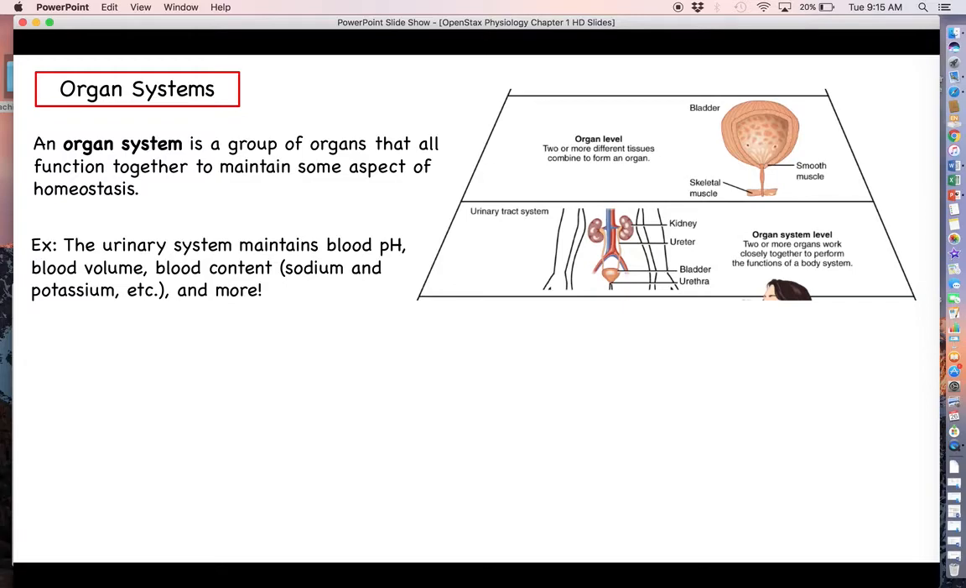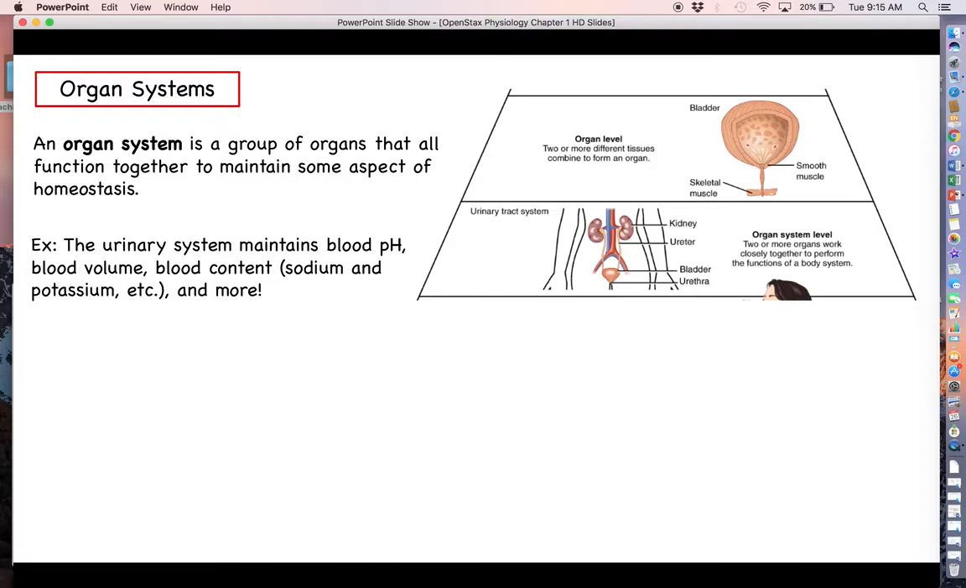So after the organ level, and the previous organ that we were looking at as an example was the urinary bladder. Again, we're looking overall at the urinary system as our example here. The urinary bladder is just one particular organ. The kidneys are one particular organ.